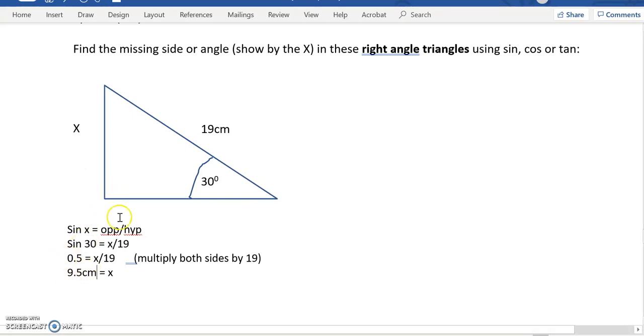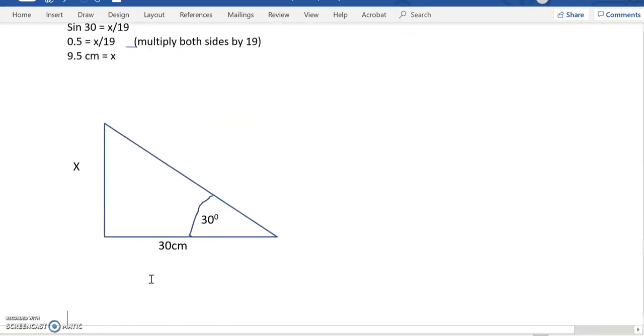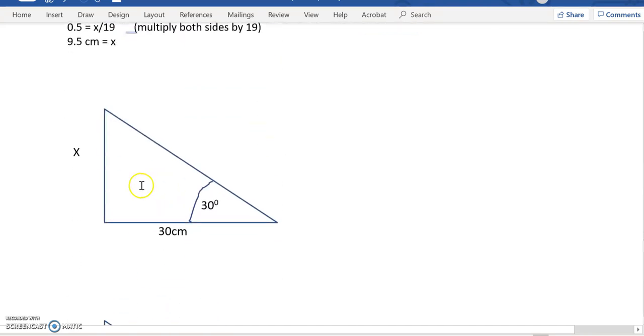And that's a reasonable answer because we know the hypotenuse has to be the longest side, and so it has to be shorter than that. 9.5 is shorter, so it seems like it's a reasonable sort of an answer. Let's have a look at the next triangle we've got here. Now, this is a little bit different.